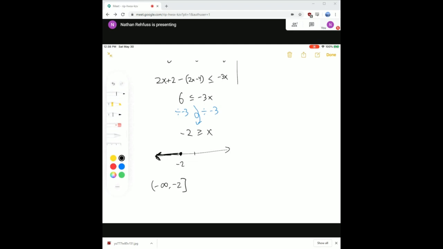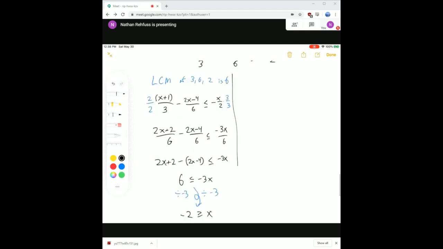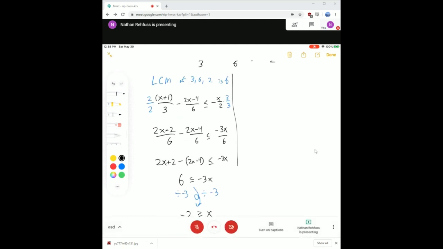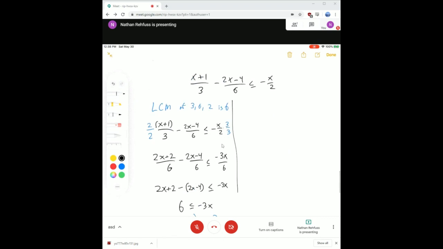So I said this was kind of the slow way of doing things. And I specifically mean the first part. First, I got a common denominator by multiplication by fractions. So this is the nice, careful way of getting a common denominator. I multiply by 2 over 2 because multiplying by 1 doesn't change the value. Going backwards, these just cancel out to get the original inequality. So I haven't changed the value.